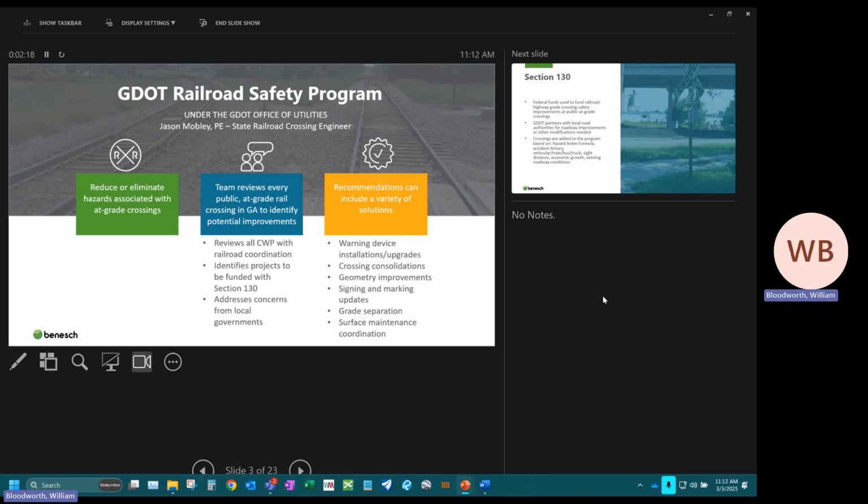So from assessing them, we'll come up with recommendations that can have a variety of solutions. From installing new warning devices, upgrading existing warning devices, closing crossings if that's the best option, improving geometry, simply updating the sign marking, doing a full grade separation, or again, just upgrading the crossing surface itself.